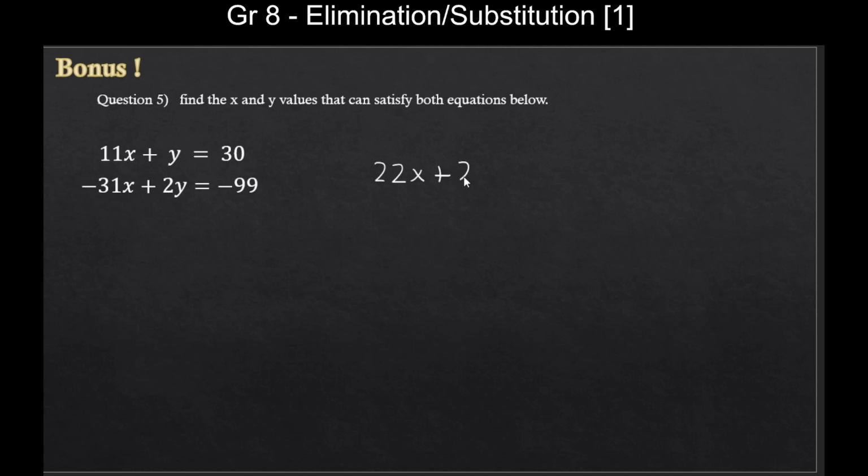22x plus 2y equals 60. Don't forget to multiply everything by 2 so that we didn't change the equation. And we can copy down the same equation here for the second one. What should I do to eliminate y's? I should subtract, right?